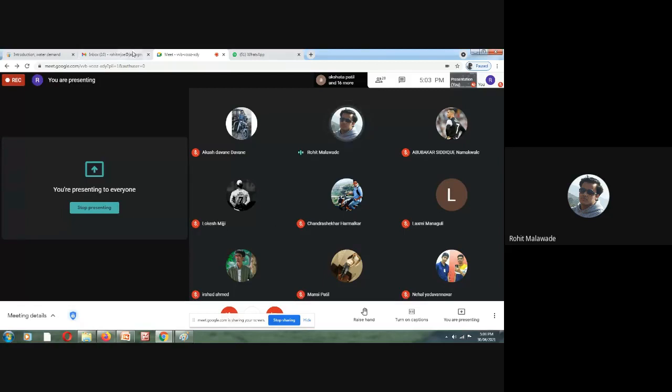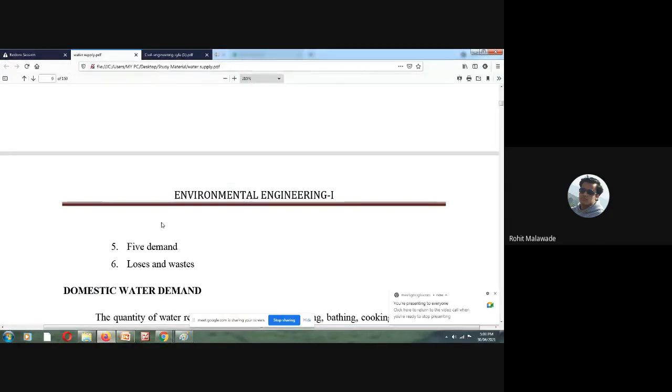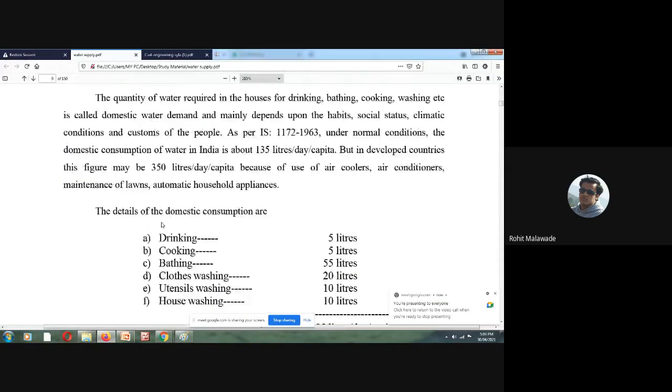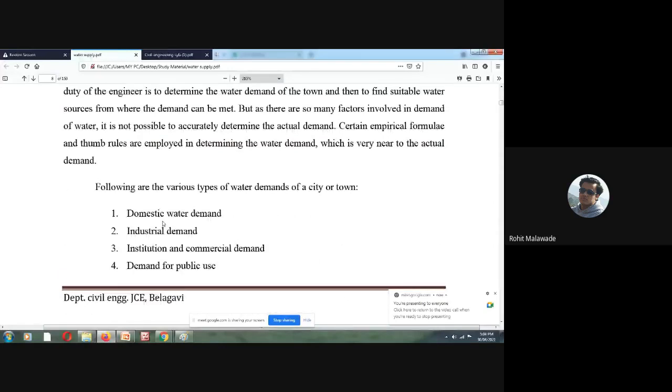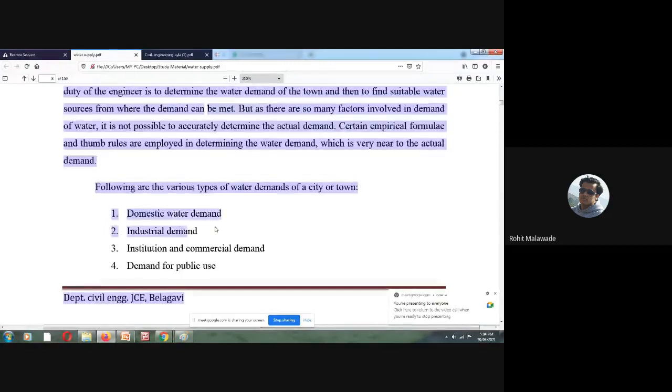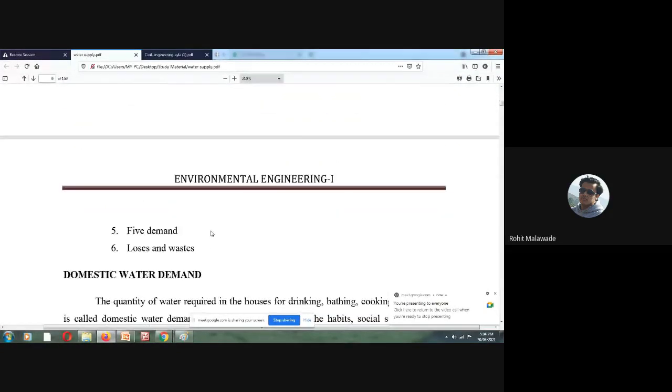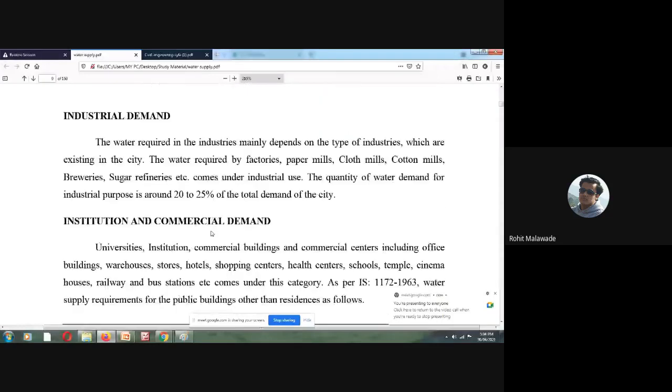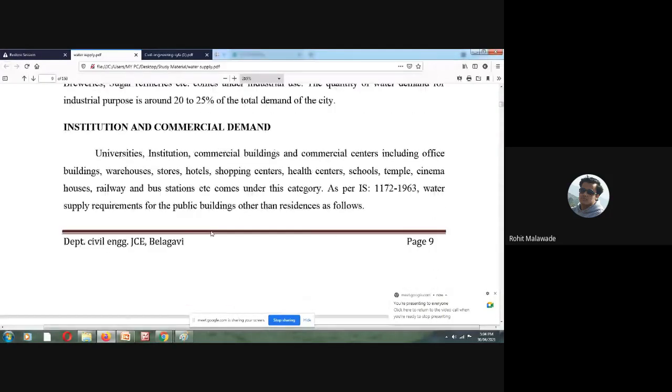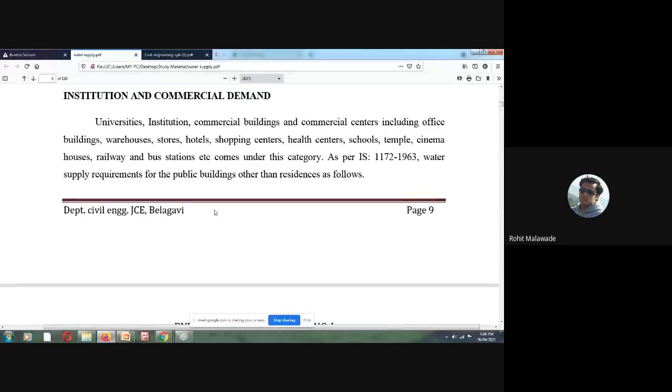Okay, so we'll start wherever we stopped in the last session. In the previous class, we were discussing the different types of water demand. What is water demand? What are the different types? We have seen what domestic water demand is and what industrial water demand is. Now, in this class, we will see what institutional and commercial demand are.